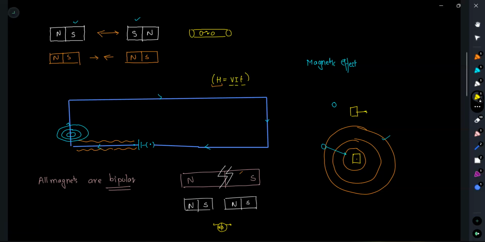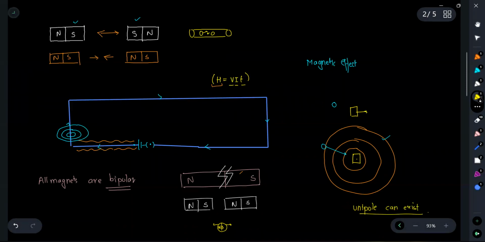Now the problem with this is, you will eventually study in magnetism that it is theoretically proved that a unipole can exist. So a unipole, which means a single pole, can exist, mathematically proven, but we have not yet observed it. So we haven't seen something that is a unipole, but we are saying that it can exist mathematically. So yeah, that's it. Magnets will always exist in bipolar form. No matter how much you break it, it will always have one pole as north, one pole as south. There can never be a magnet, once you break it, with only one pole.